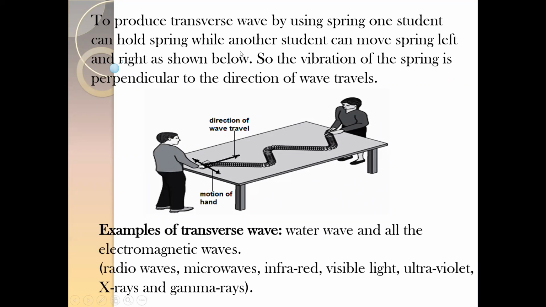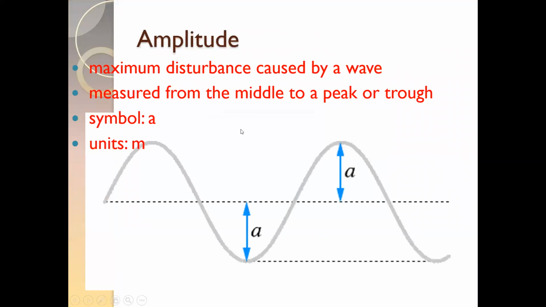And some examples of the transverse wave: radio waves, microwaves, infrared, visible, ultraviolet, X-ray, and gamma. These all are transverse waves. And for a transverse wave, we define the term amplitude. What is the concept of amplitude?